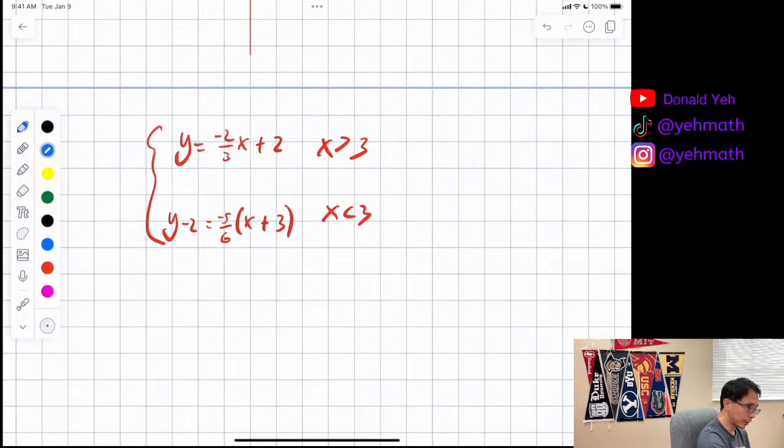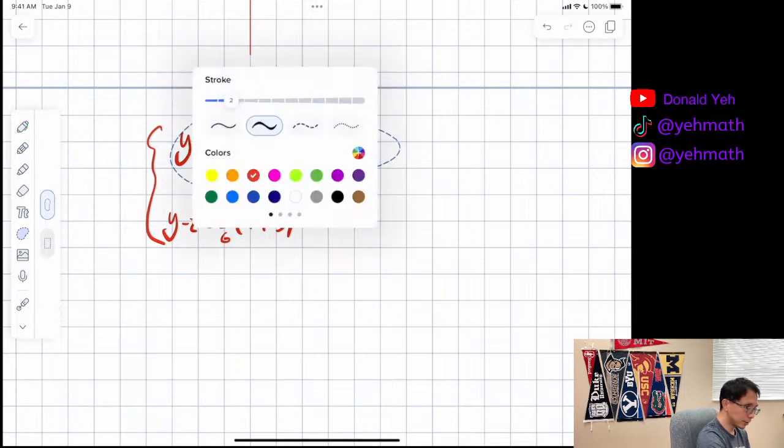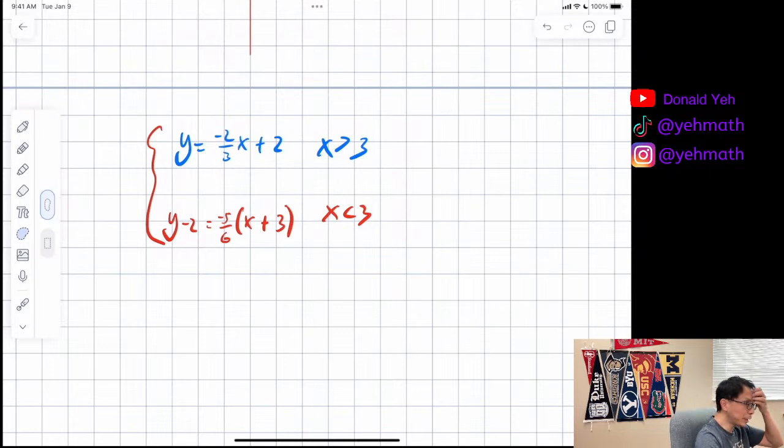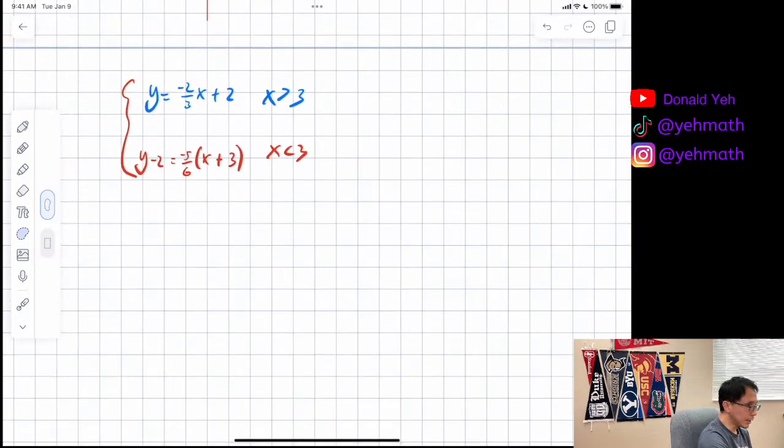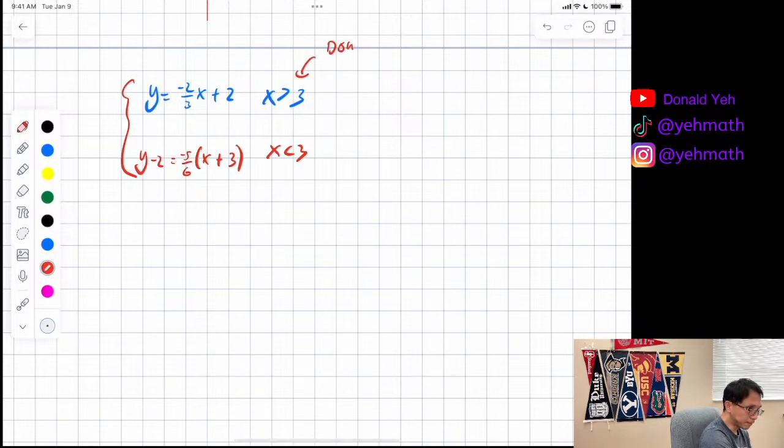Blue. Well, I can't. Sorry. Oh, I got a style change. Blue. Okay, so now what we're gonna do is this is called a domain restriction. So domain restriction.